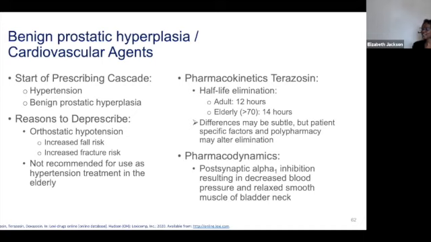So there's also other factors at play, and some of these side effects can become cumulative. The pharmacodynamics is postsynaptic alpha-1 inhibition resulting in decreased blood pressure and relaxed smooth muscle of the bladder neck. The reason to deprescribe this drug class is that it does cause orthostatic hypotension. So there's increased risk of falls, and as a result, increased risk of fractures. This is not recommended for use as an antihypertensive drug in the elderly. Next slide, please.